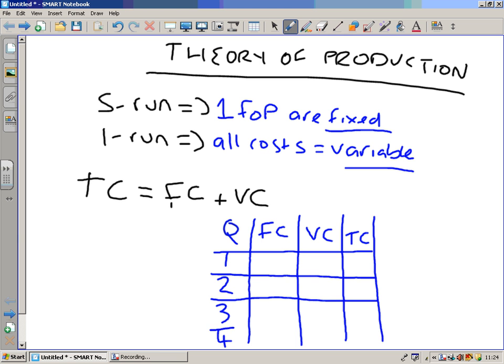Right, so let's imagine our business, let's imagine it's a shop. The only fixed cost the shop has maybe is rent. And let's imagine the rent comes to £100 a day. So because this isn't dependent on output, this means over output levels 1, 2, 3 and 4, the fixed costs always remain at 100.